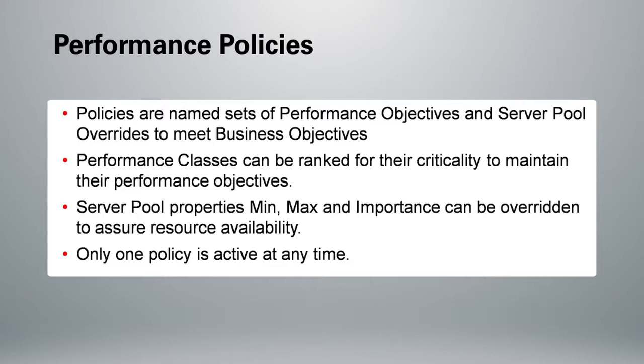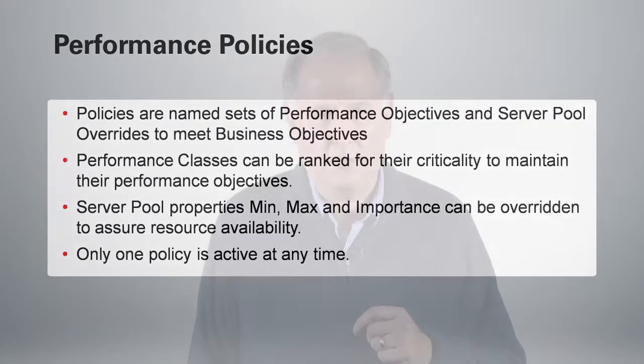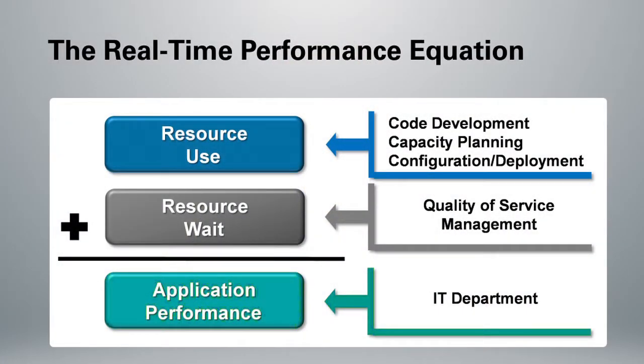At any one time, there's one performance policy active, but you can have multiple ones available to switch at any time. So let's take a look at a couple of factors that feed into this performance policy. The first is the idea of performance in general. This is a very simplistic view, but a very comprehensive view of what real performance is in a nutshell. You have two components that make up performance. One is your use of resources, whether it's CPU, I/O, memory, and the other is your wait for resources. How long are you waiting to get hold of that resource?